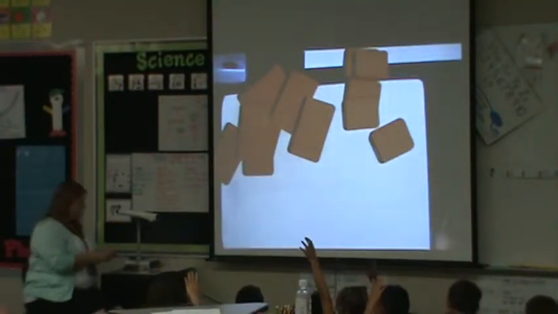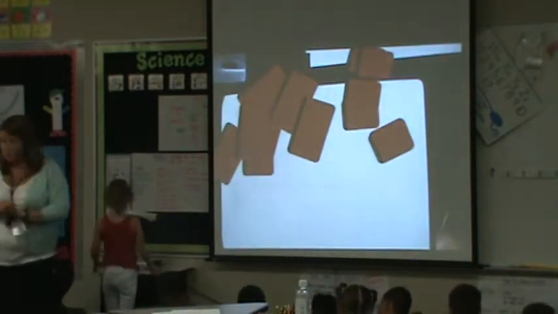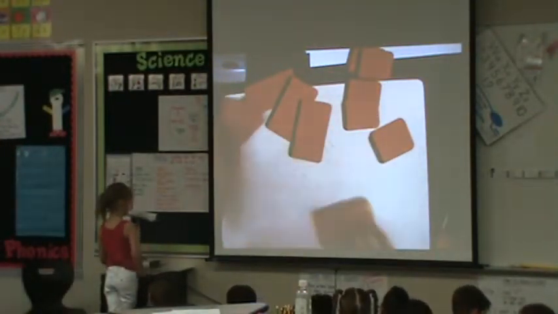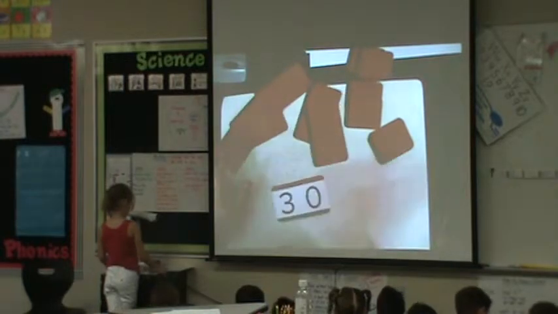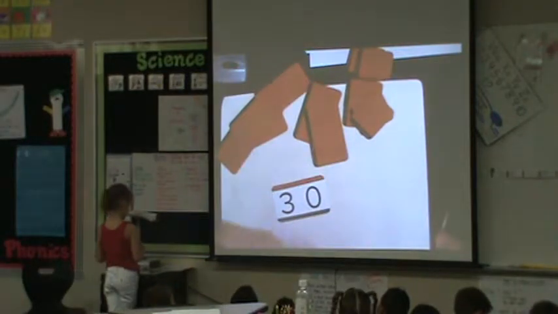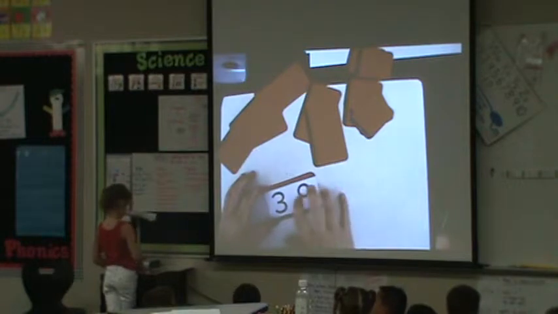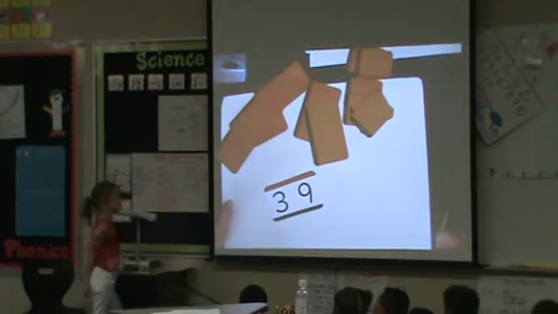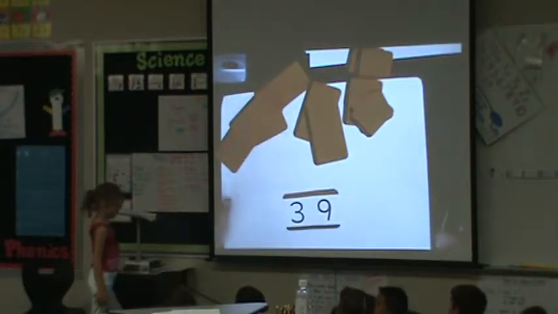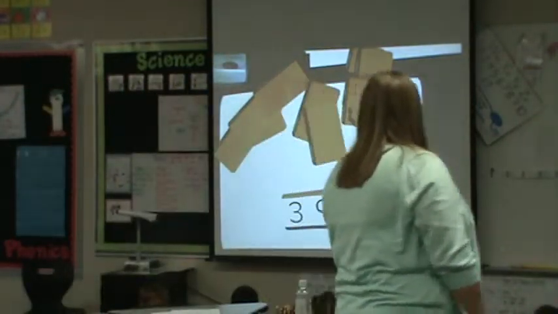Okay, let's do one more. Ashlyn, will you come up and make a number for us? We need a tens and a ones. What number? And remember, your job, think about everything you know about that number. There you go. Okay, Ashlyn, tell the class, what number have you made? 39. Okay, you can have a seat with your partner. With your partner, tell them what you know about the number 39. Go.